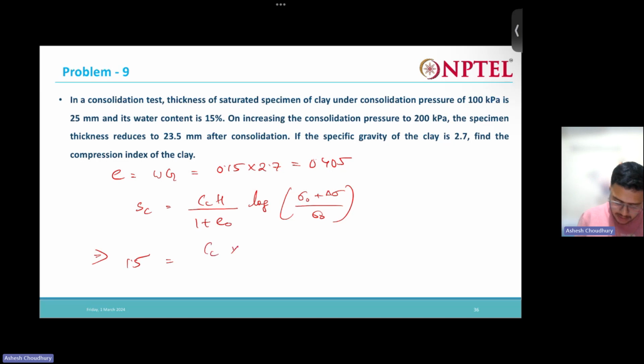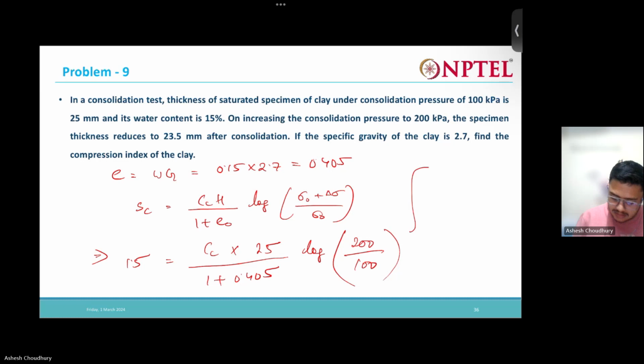Cc I need to find out. What is H? Thickness 25 mm. 1 plus... increasing to 200. So 100, 200 is becoming from 100. Right. So just solve it and find Cc. Please find how much Cc is coming from this. Very easy. So Cc will come out as 0.2.